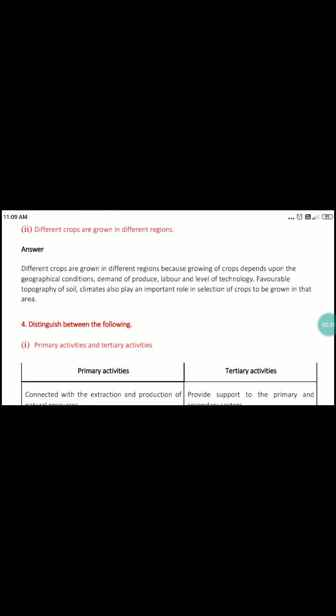डिफरेंट क्रॉप जो होते हैं वो डिफरेंट क्षेत्र पे ग्रो होते हैं, क्योंकि किसी भी क्रॉप के लिए सबसे ज़्यादा इम्पोर्टेंट होता है जियोग्राफिकल कंडीशन एंड डिमांड ऑफ प्रोड्यूस, लेबर, टेक्नोलॉजी, फेवरेबल टोपोग्राफी ऑफ सॉइल, क्लाइमेट भी प्ले इम्पोर्टेंट रोल इन द सेलेक्शन ऑफ द क्रॉप टू बी ग्रोन इन दैट एरिया. So, it is notable that for growing every type or variety of crop, topography of the soil is very important and the climate also plays an important role in producing crops.